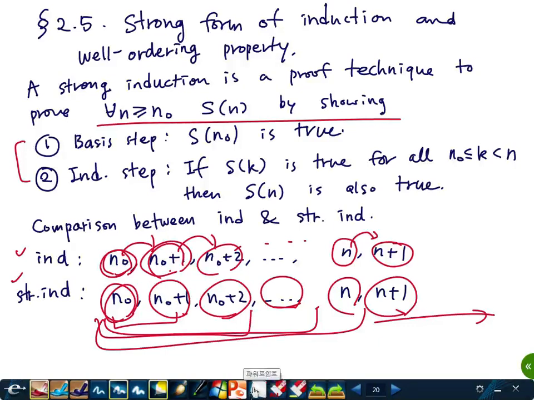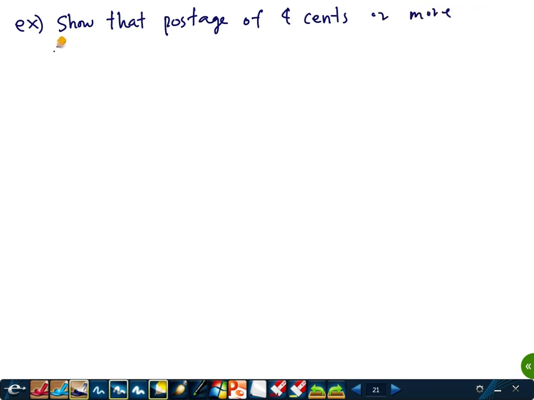So let me give you an example of a strong induction that may not be doable using just induction. Show that postage of 4 cents or more can be achieved by using 2 cent and 5 cent stamps only.